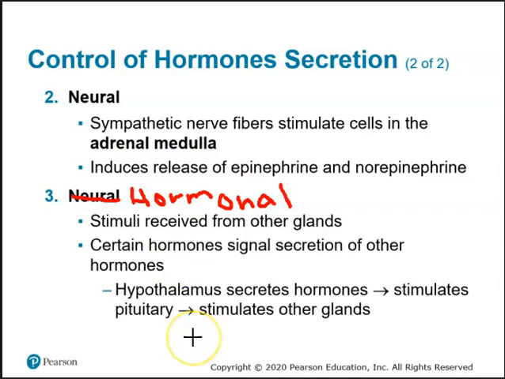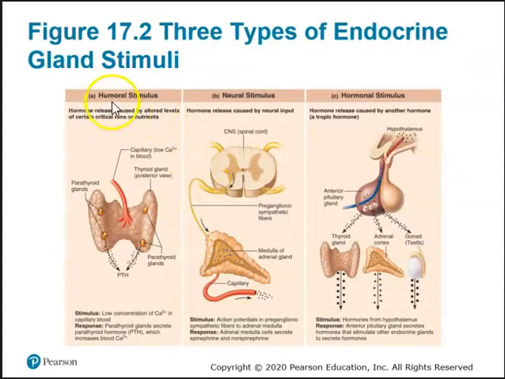Okay. So again, the three types of hormonal secretion control. First, you have humoral stimulus, where hormones or the glands monitor the amount of certain ions in the body, such as the parathyroid gland, located on the dorsal aspect of the thyroid. Then you have neural stimulus, where hormone is released by neural inputs.